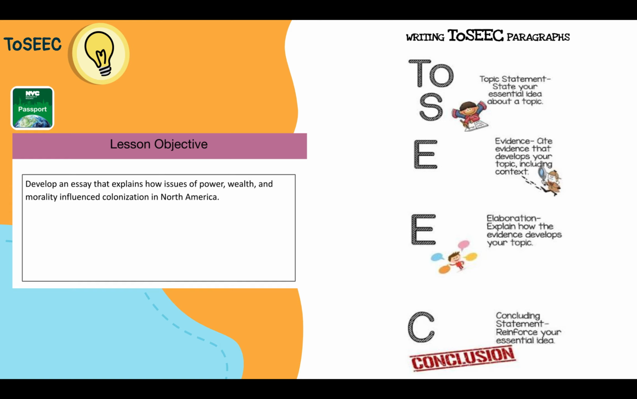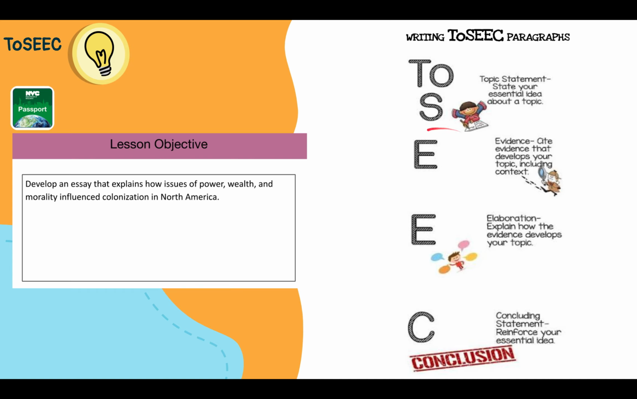ToSEEC is an acronym. That means that each letter of the word ToSEEC stands for something. And we use acronyms in order to help us remember steps or recipes or what comes next. In this case, TOS stands for topic statement. This is the first sentence that you would write in your response or in your paragraph, where you state your essential idea about the topic or where you start to answer the prompt or question.